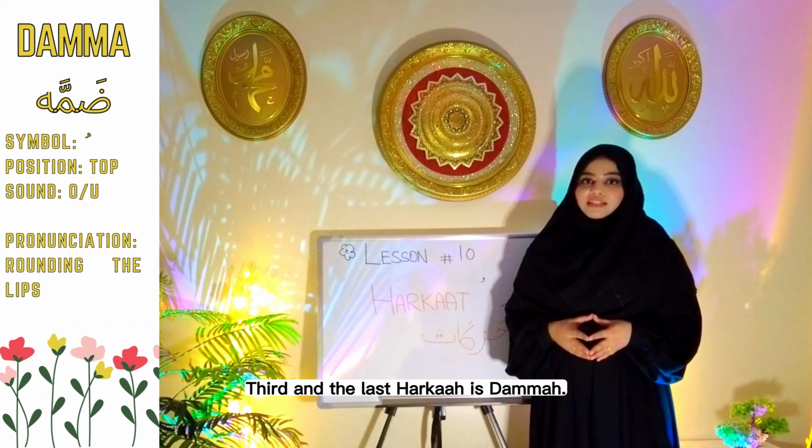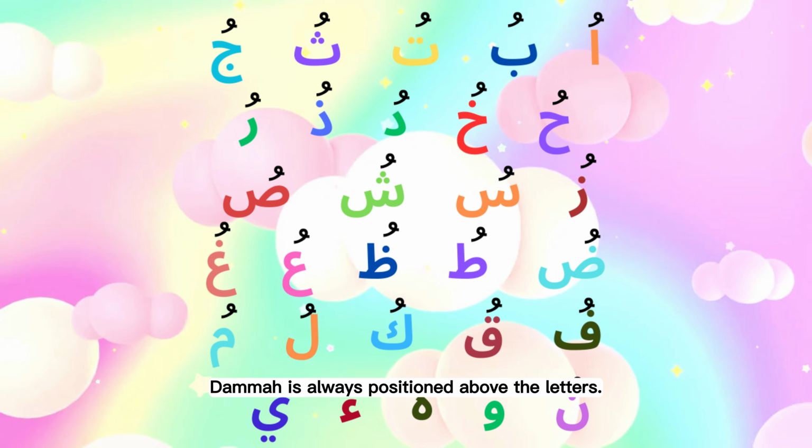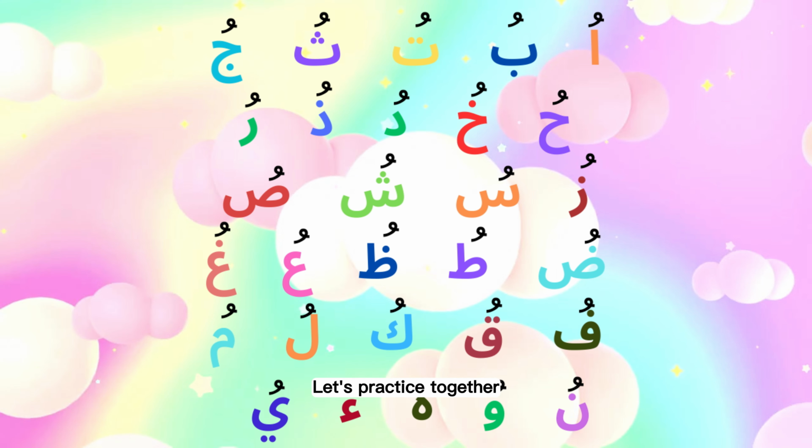The third and last Harakah is Dammah. Let's take a look into it. Dammah is always positioned above the letters and it's pronounced by rounding the lips. The sound of Dammah is like O or U. Let's practice together by applying the previous learning method which we used for Fatha and Kasrah.